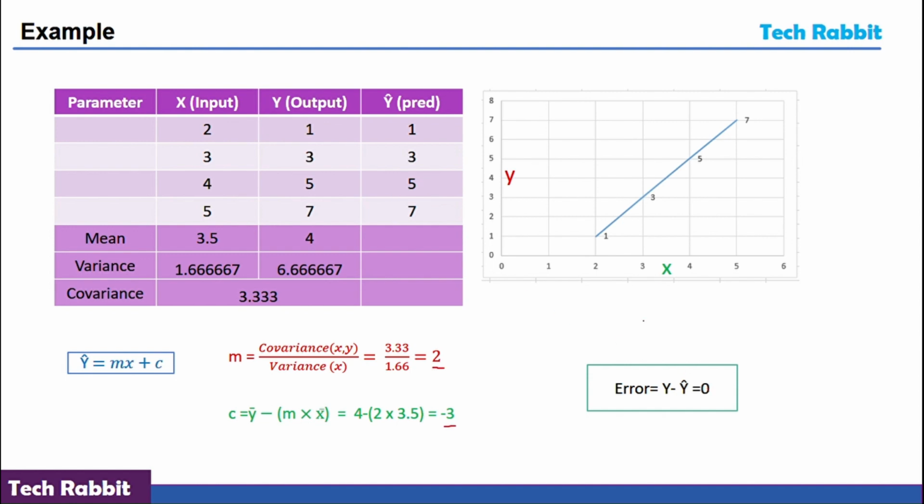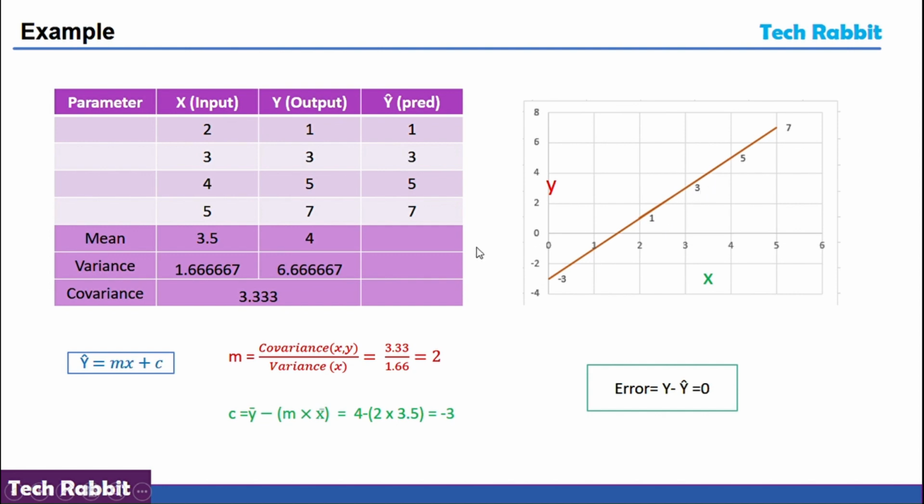Let us put all the values of slope, constant, and y predicted on a graph. This red line gives the relationship between the x and y values. Here you can see the intercept, that is the bias of -3, and the slope of 2 with the relationship of x and y. Suppose we take the value of x as 6. To find the value of y we put in this slope and constant: 2 into 6 minus 3, 12 minus 3 is 9, so y is 9.